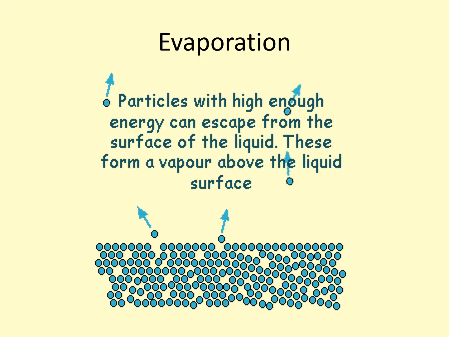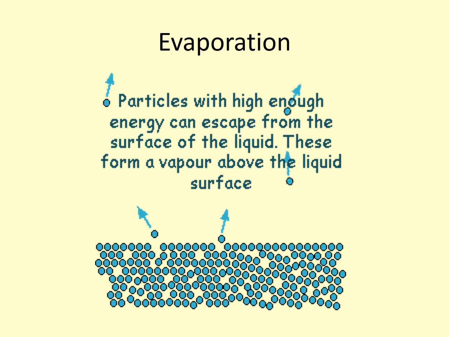So that puddle from the previous slide is going to evaporate. This is a diagram showing you how that happens. I'm just going to read the text. Particles with high enough energy can escape from the surface of the liquid. These form a vapour above the liquid surface.